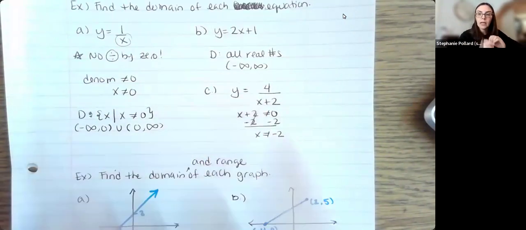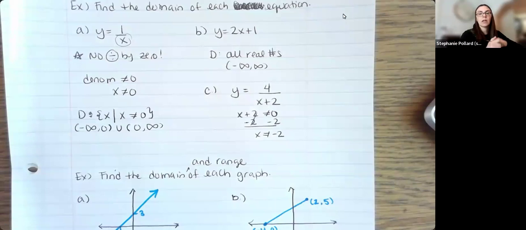So you have to be a little bit more careful with those denominators and figure out which value would be bad here, which is not going to work. And we're going to take that out of the domain. So domain is everything that works, all the good stuff, and then we're going to make sure we exclude anything else.